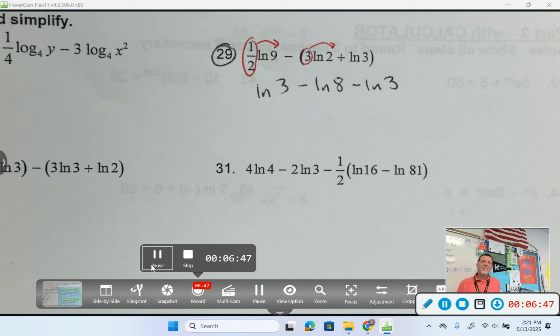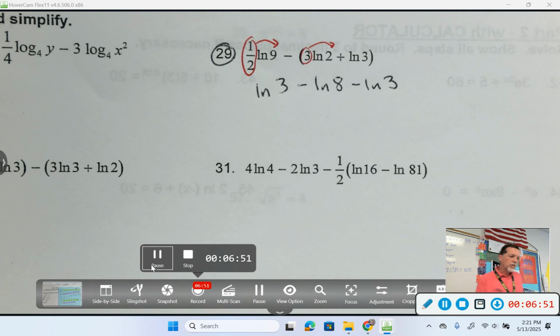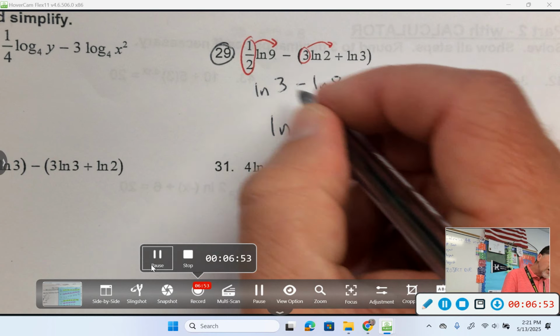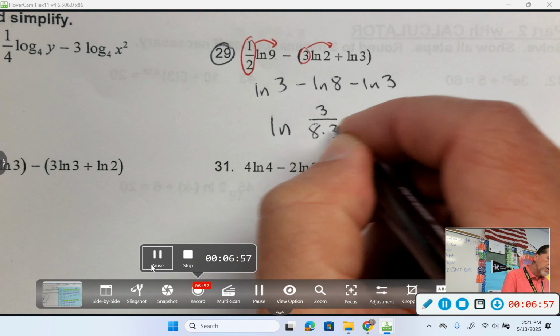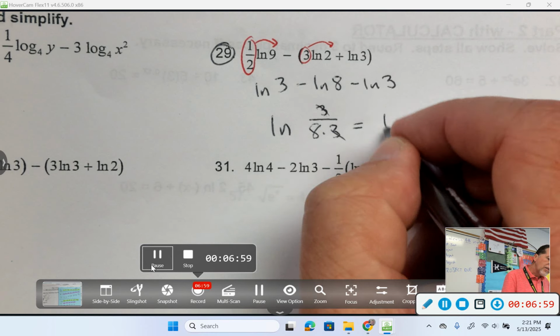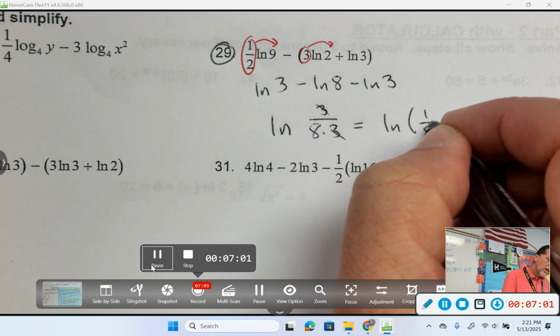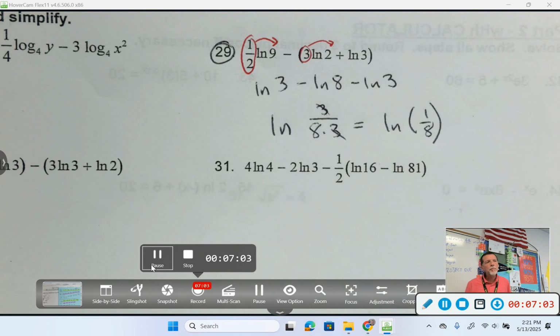Minus natural log of 3. I can distribute that minus sign. So condensing, anything positive goes in the top, anything negative goes in the bottom. The 3's cancel. Natural log of 1/8.